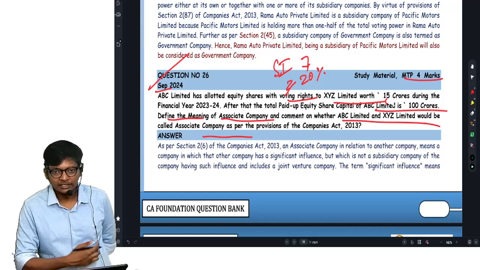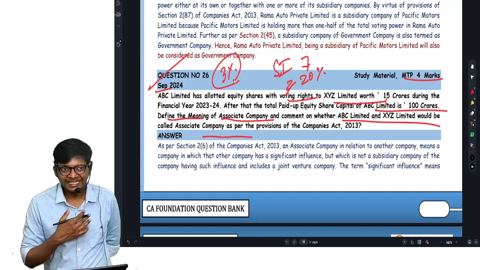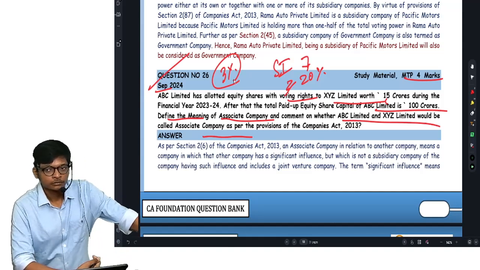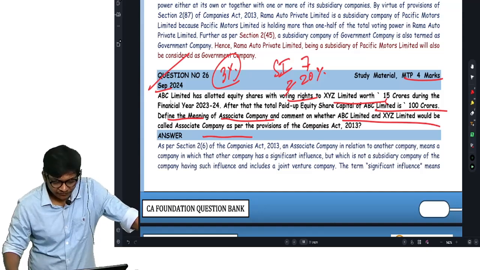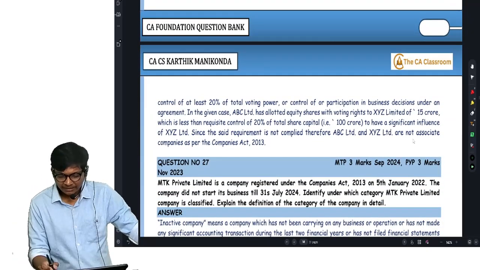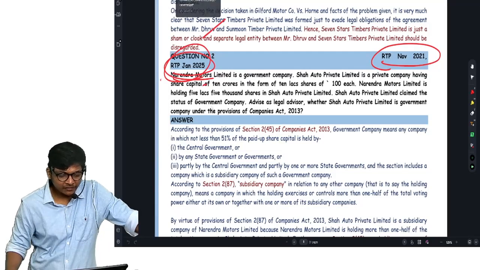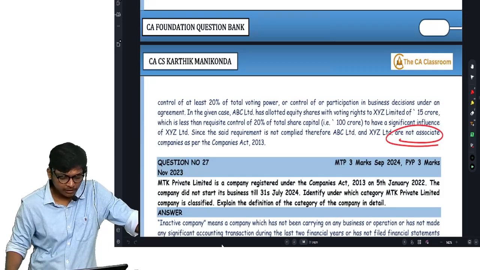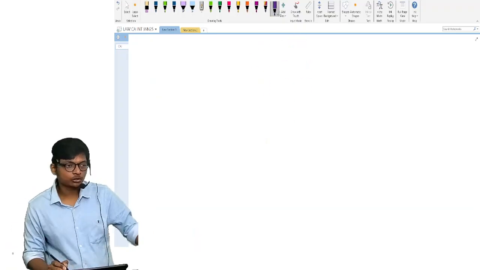Now I have a question. I have 3% in a company. Can I be an associate? Yes. What is the definition saying? Unless demonstrated otherwise. First, let me finish this answer. Here, they are not an associate. But if you actually read the definition of associate, maybe it is not in our syllabus, guys, but I will just give you context over here.